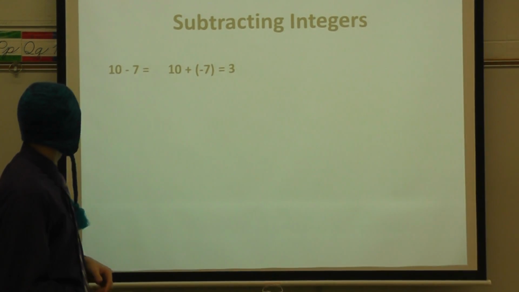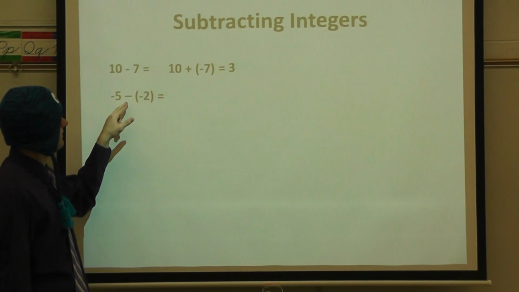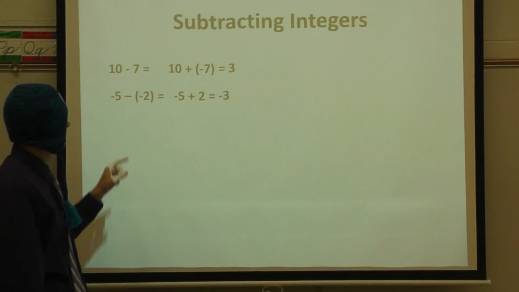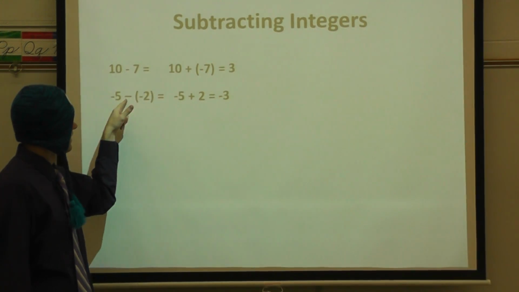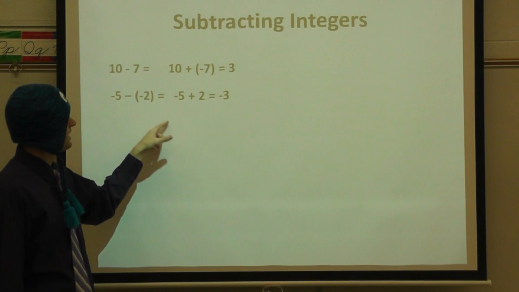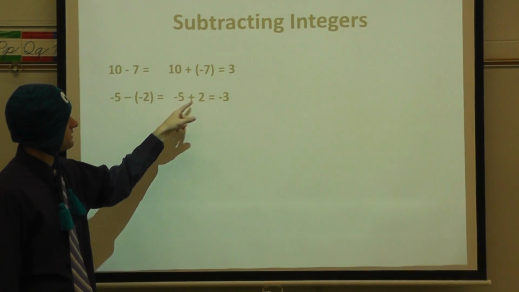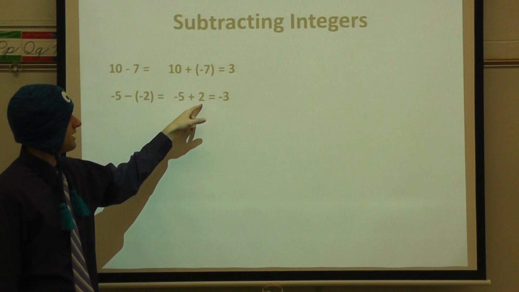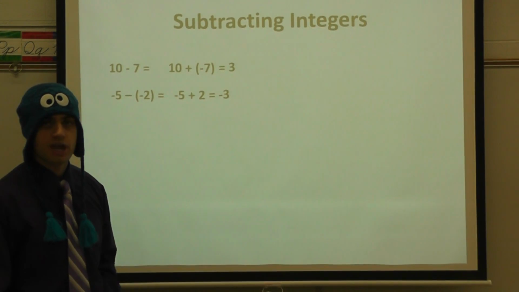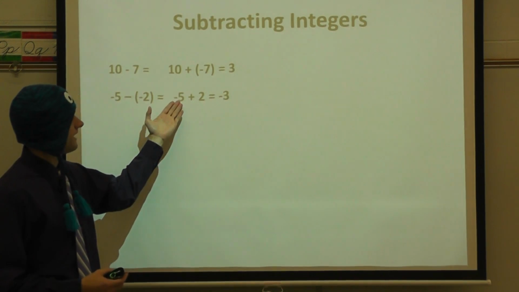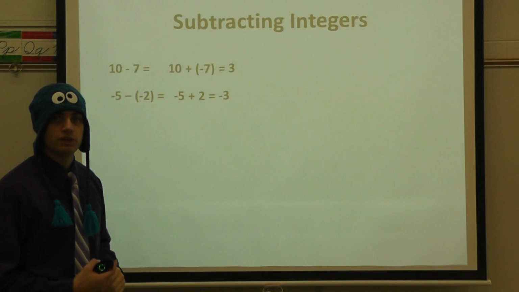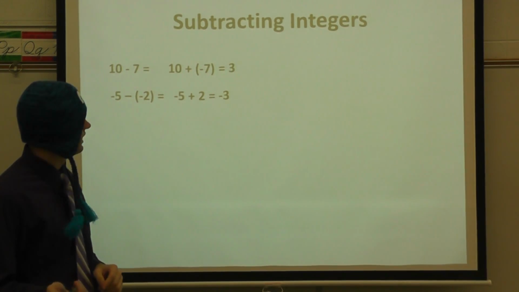Let's try another. If I have negative 5 minus the quantity of negative 2, I'm going to follow the same steps. I'm going to rewrite negative 5. I'm going to change the subtraction to addition. I'm going to change my negative 2 to a positive 2. So a negative 5 plus a positive 2 equals a negative 3. It's kind of like, again, working with temperature. Think of degrees. If it's negative 5 degrees outside and the temperature increases 2 degrees, it would be negative 3 degrees outside.